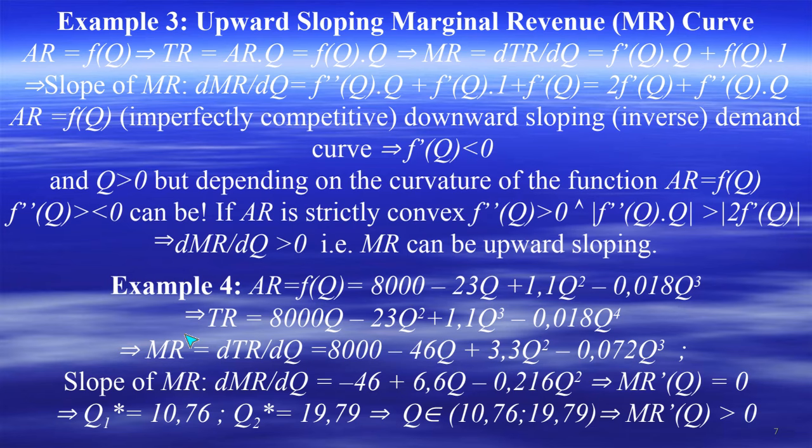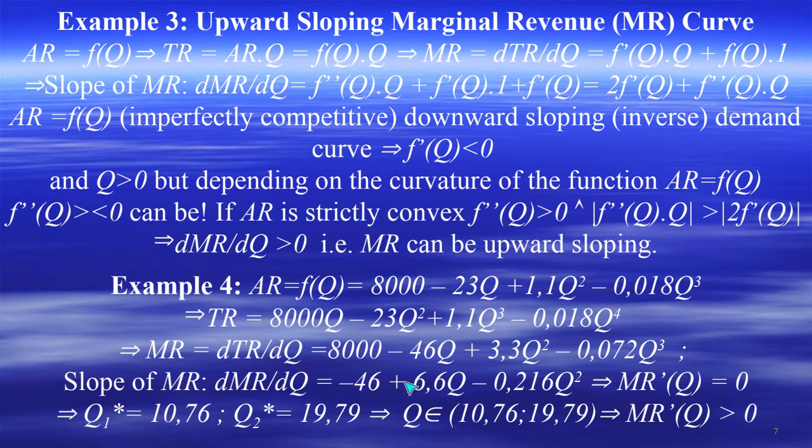And the slope of this marginal revenue, in order to obtain it, we should differentiate it once more, which is: 8000 is constant, its derivative is 0, minus 46 plus 6.6q minus 0.216q square. This is the second derivative of the total revenue and the first derivative of the marginal revenue, which is the slope of the marginal revenue.